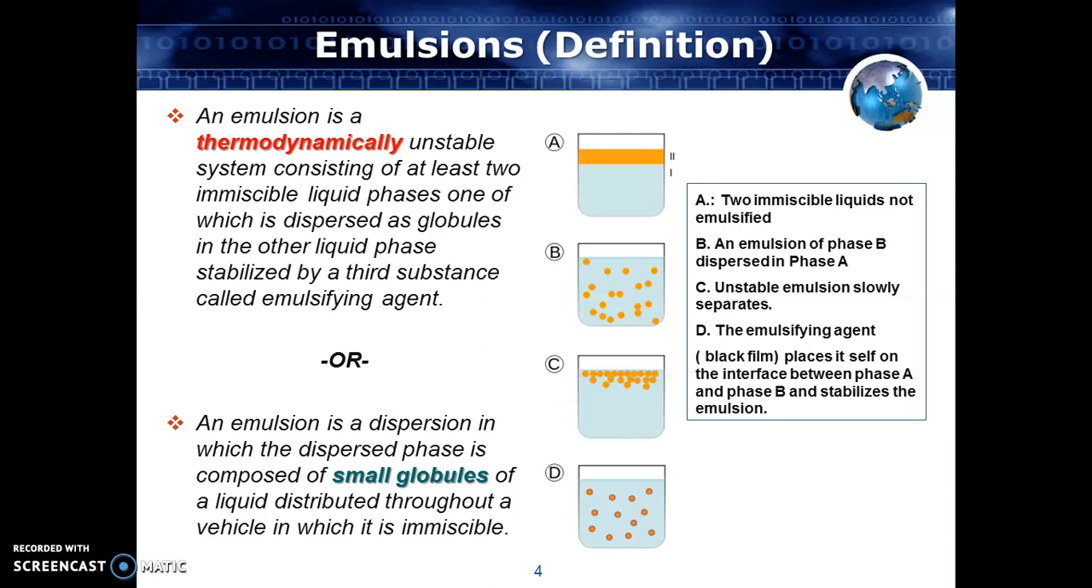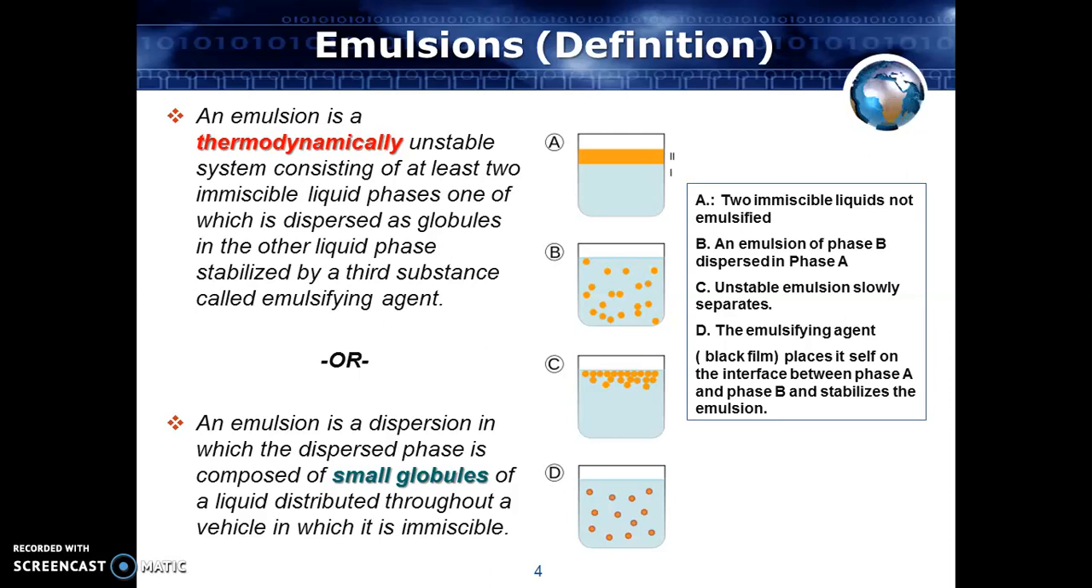Now, the definition of emulsion. Emulsion is a thermodynamically unstable system consisting of at least two immiscible liquid phases, one of which is dispersed as globules in the other liquid, stabilized by a third substance called an emulsifying agent. Or we can define it as: an emulsion is a dispersion in which the dispersed phase is composed of small globules of a liquid distributed throughout the vehicle in which it is immiscible.